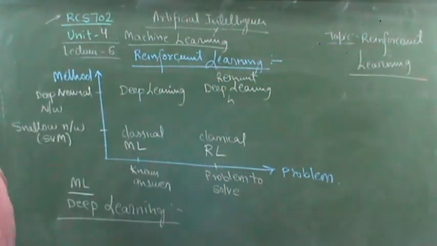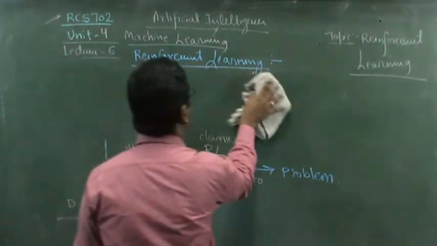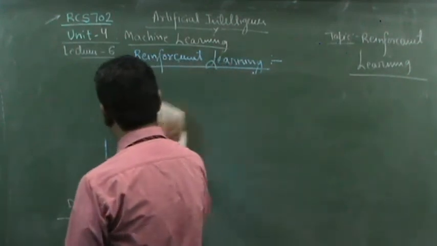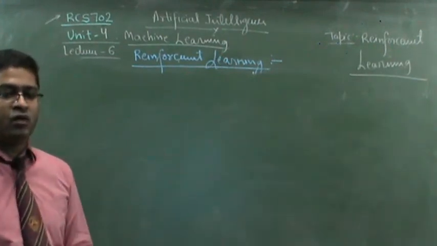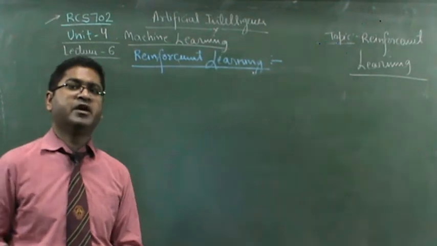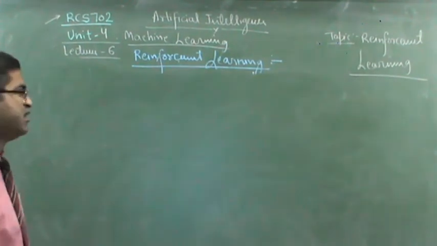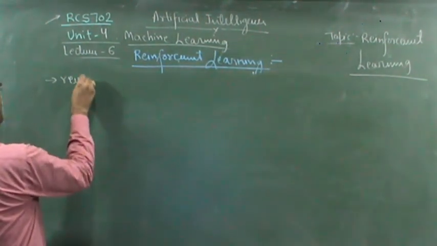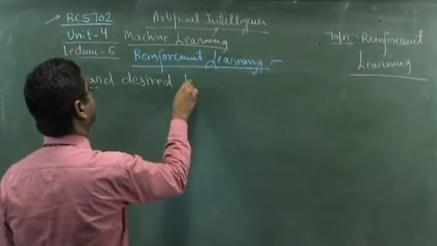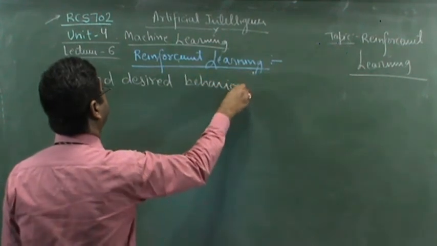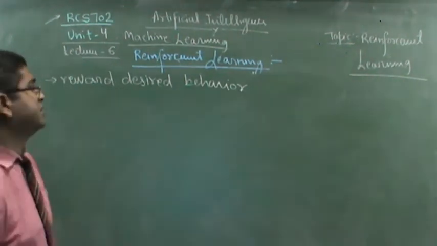So we can have various examples of this term, and how it can be differentiated from other scenarios, like how it is going to be implemented in the real world. Reinforcement learning is a machine learning training method based on rewarding desired behavior and punishing undesired ones.